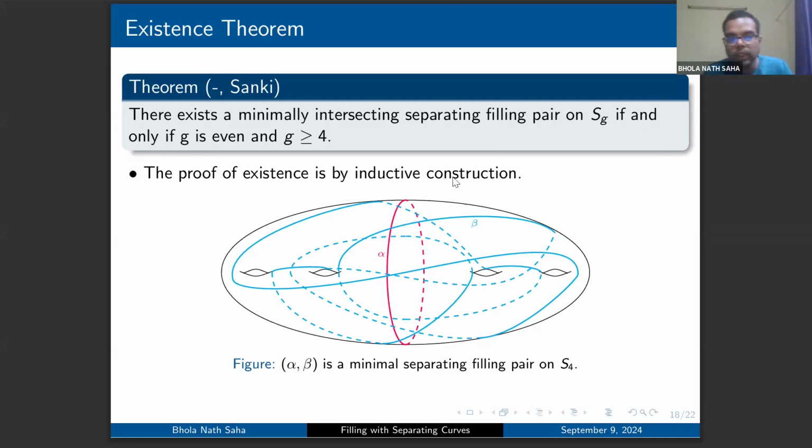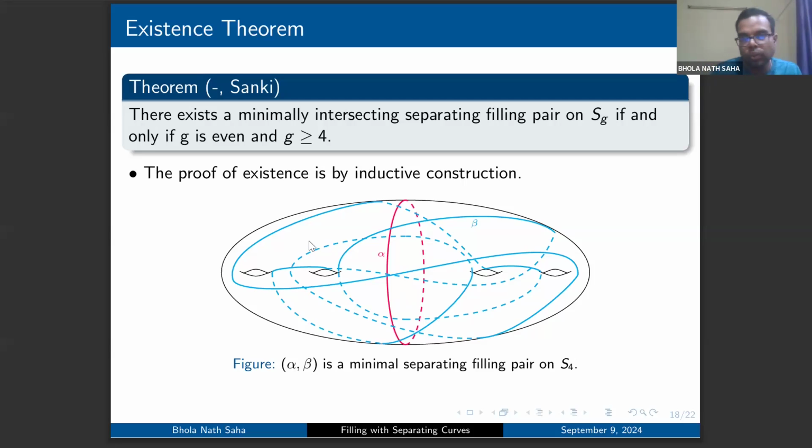So for g equal to 4, we have constructed this particular example. For g equal to 6, we have taken a suitable genus 2 surface, and we attached this surface with the genus 4 surface, and we get a genus 6 surface with a minimally intersecting separating filling pair. In this way we get it for g equal to 8, 10 and so on.